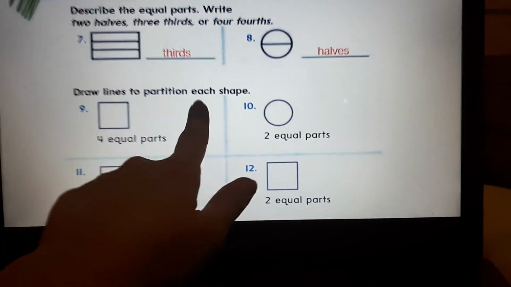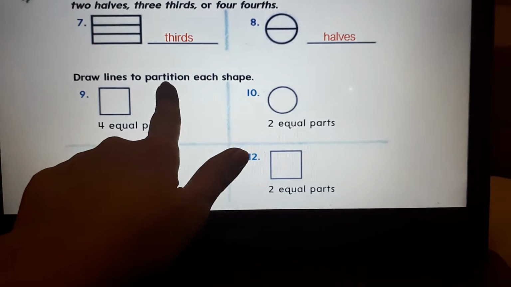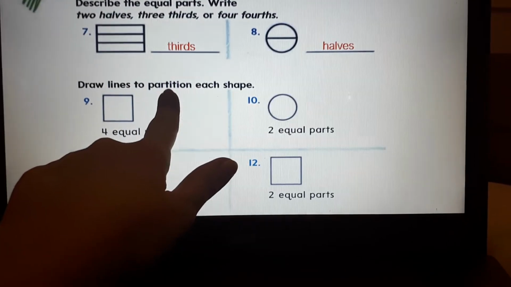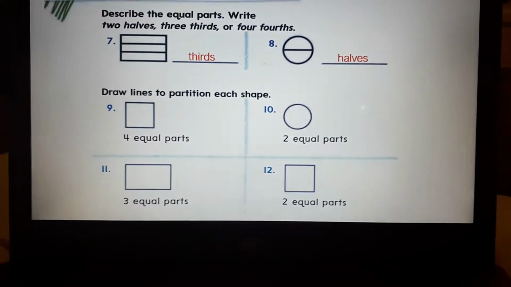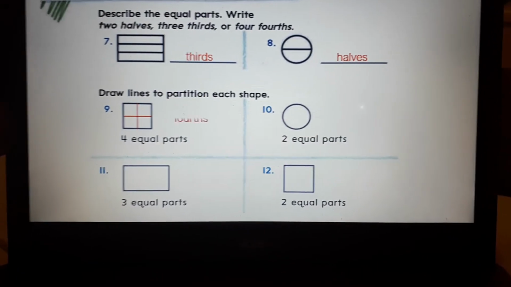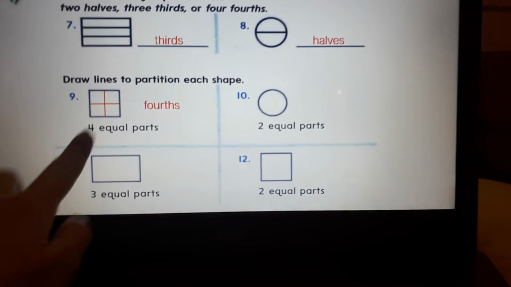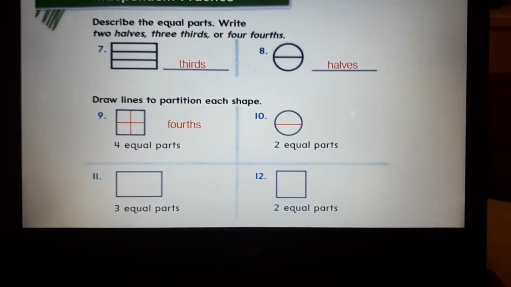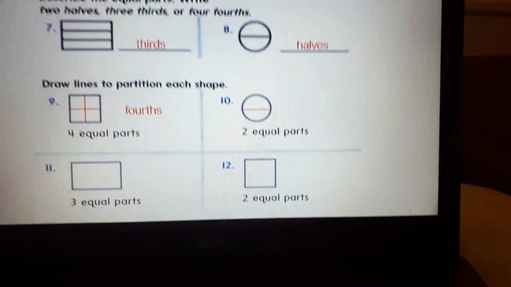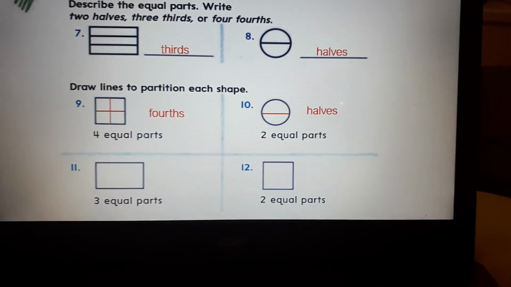Now draw line to partition. What do you mean by partition? Great. Divide each shape. Here I want 4 equal parts as we made before. Right here, fourths. I want here two equal parts. I will divide it into two. Two halves. Say it after me. Two halves.